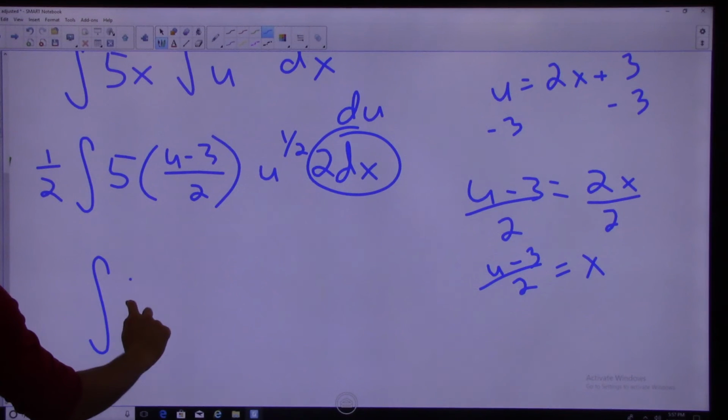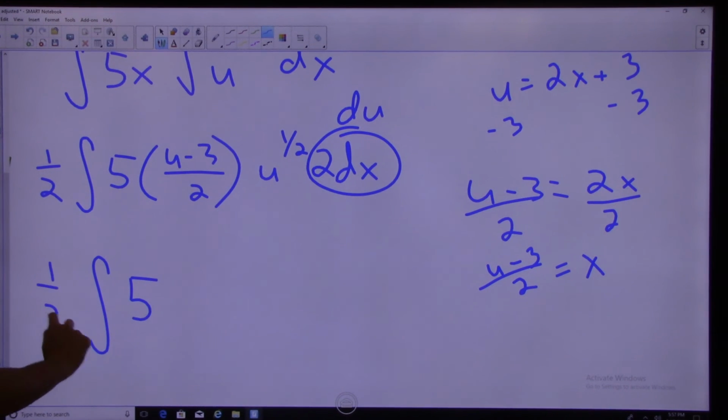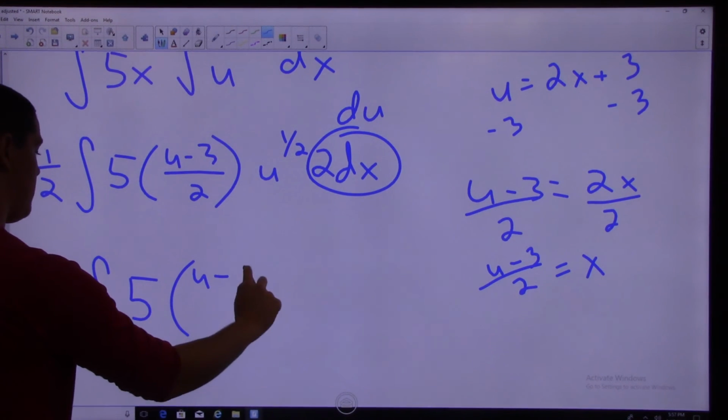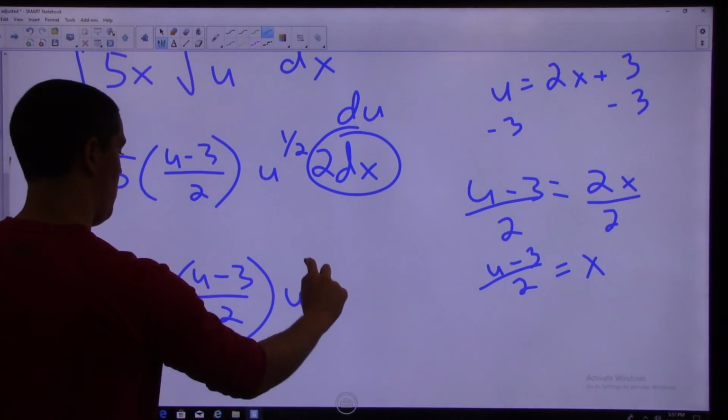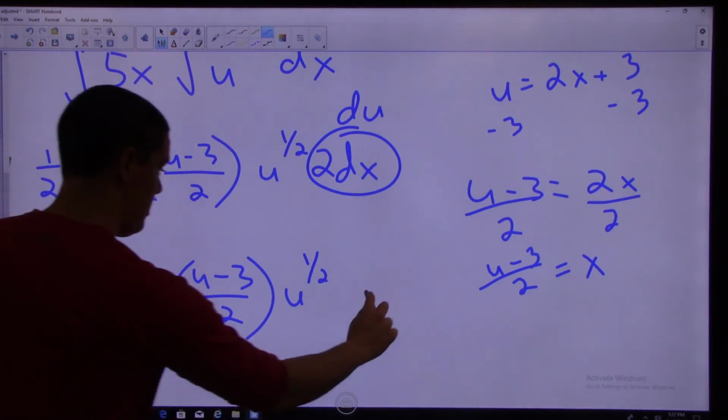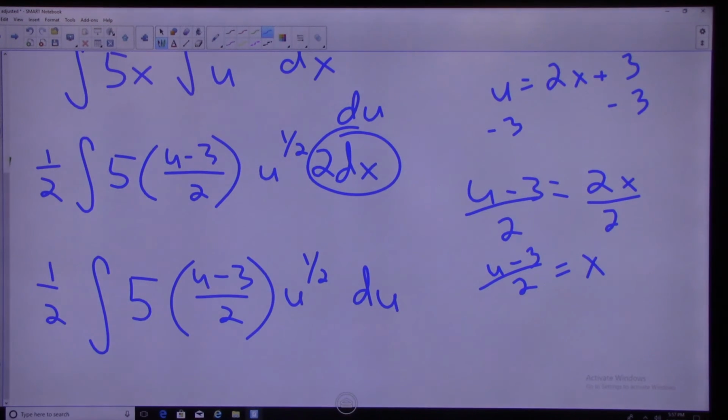Like I said, it's going to be 5 times u minus 3 over 2 times u to the 1/2 du. Now all we've got to do is simplify. Now we've got a function with u's in it, du. We've got a function with respect to u du. So now let's simplify it before we integrate it. And of course, it's frozen on me. So, shoot.